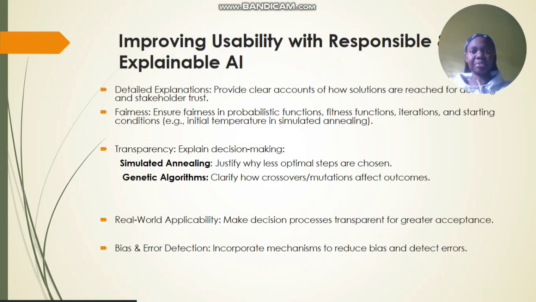We have improving usability with responsible and explainable AI. We have detailed explanations. You have to provide clear accounts of how solutions are reached, for auditing and stakeholder trust, ensuring fairness and transparency, that is, explaining decision making and why things happen in a certain way. We have real-world applicability, making decision processes transparent. Then we have bias and error detection.